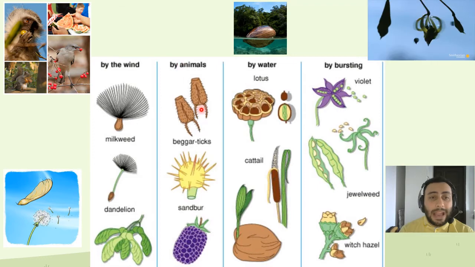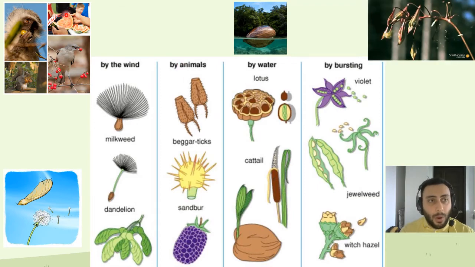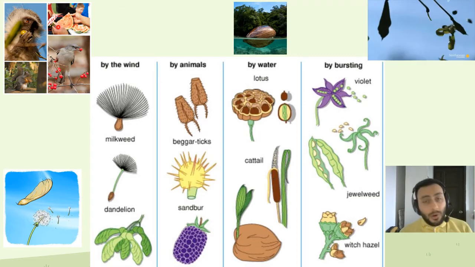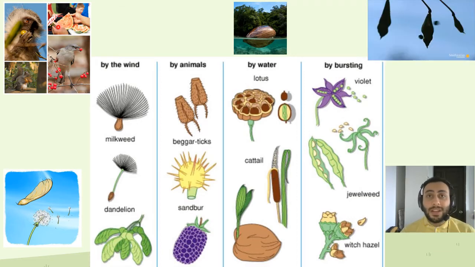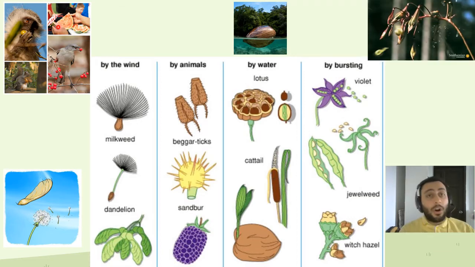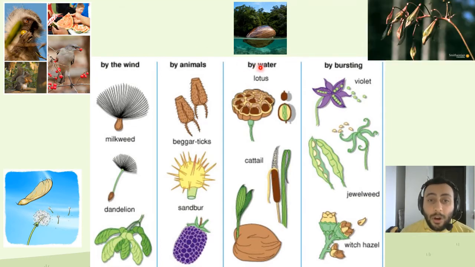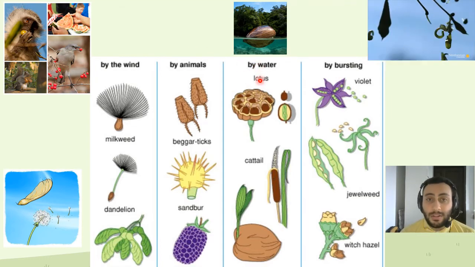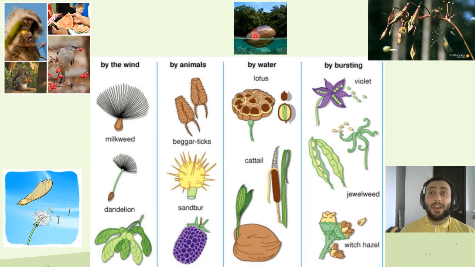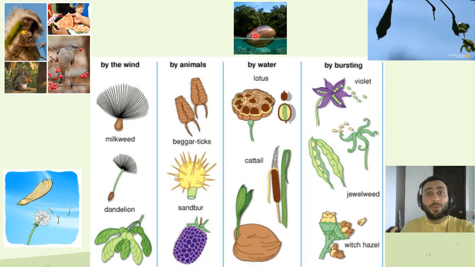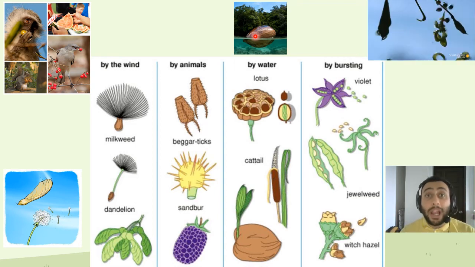Next one is by animals. Look at this one. See, all these animals, including us, we eat it, we throw it, we poop it out. See? So these seeds go to other places. By water, lotus or coconut. Look at this coconut seed. So big, it floats on water and goes to maybe a new island.